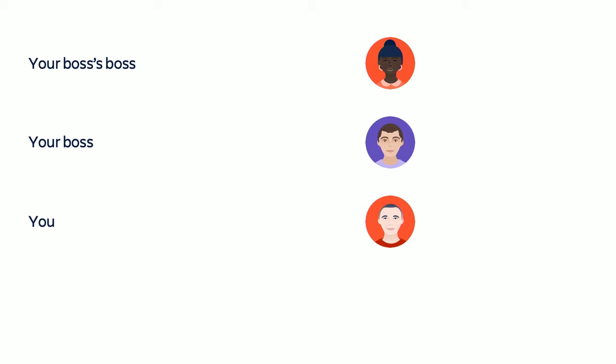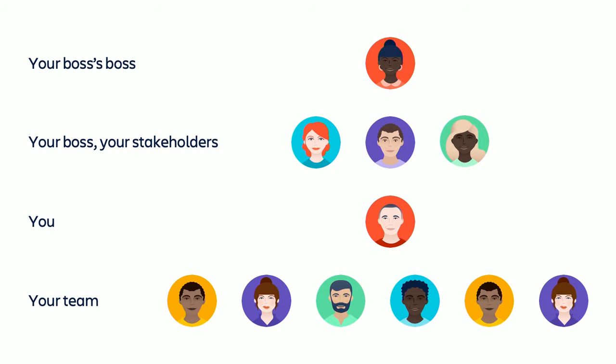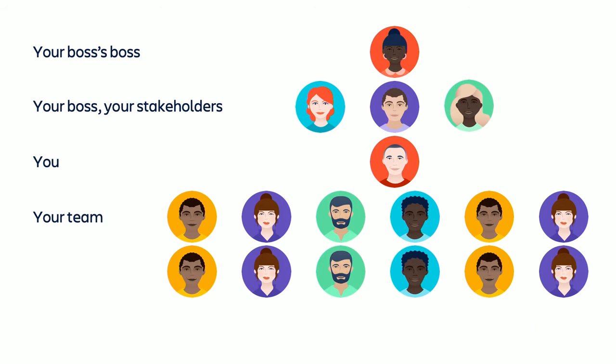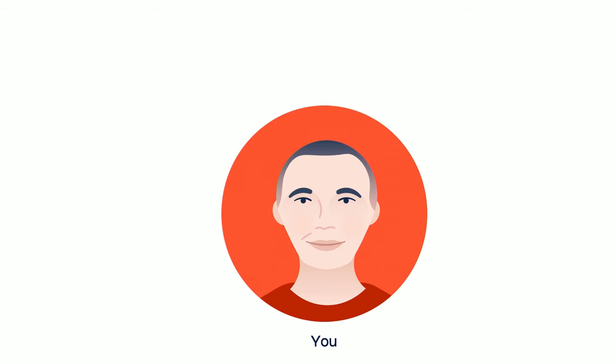Well, there might be you, your boss's boss. You might get a few new stakeholders along the way. And of course, you have your team. And when your organization starts to scale, you get a lot more teammates and also a lot more projects. It's very easy to become misaligned at this point.